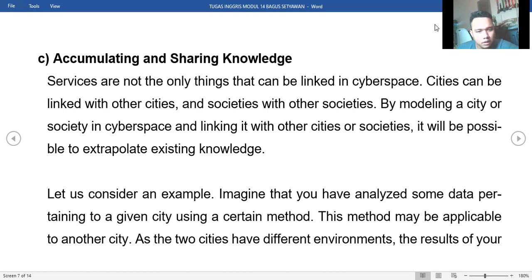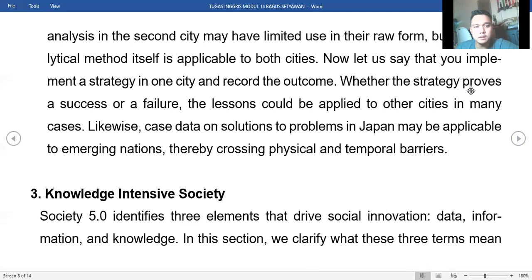Let us consider an example. Imagine that you have analyzed some data pertaining to a given city using certain methods. These methods might be applicable to another city. As the two cities have different environments, the result of your analysis in the second city might have limited use in its original form, but the analytical methods themselves are applicable to both cities.